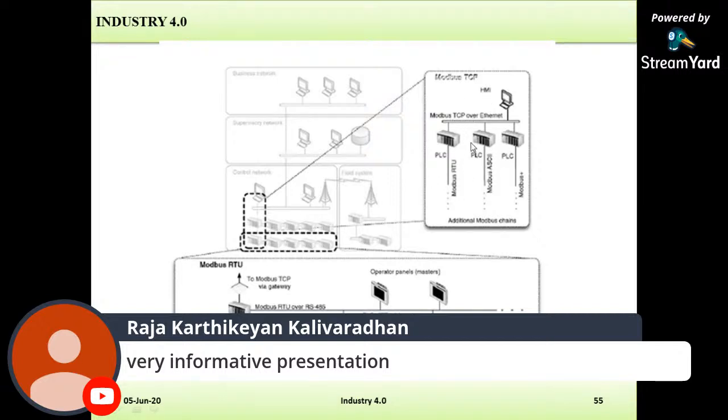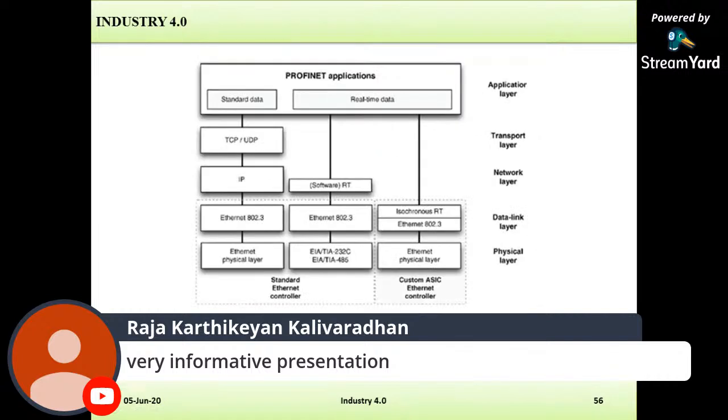The internet protocols are utilized. Here you utilize serial communication. Here you utilize the internet protocols. Here we have the vertical integration. It shows like this way. Here we show the horizontal integration. This is the role of Modbus within the industrial network architecture.